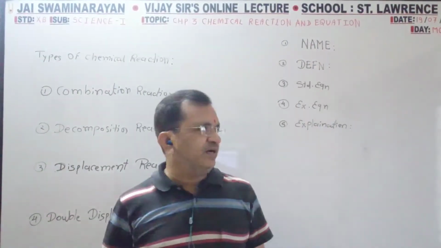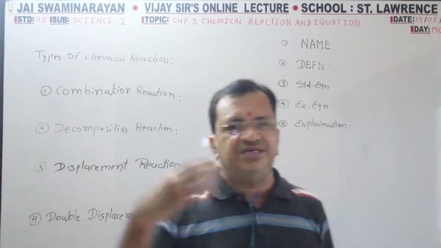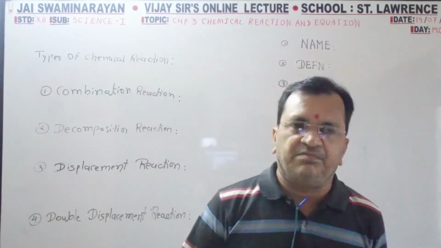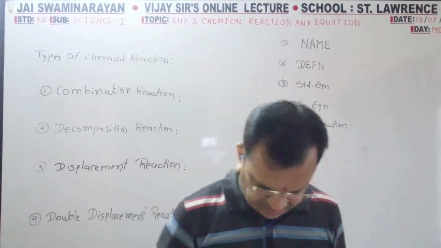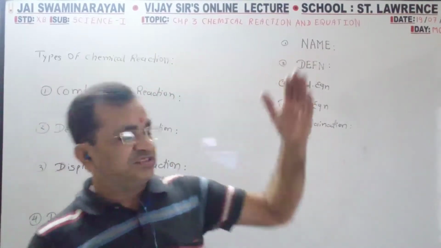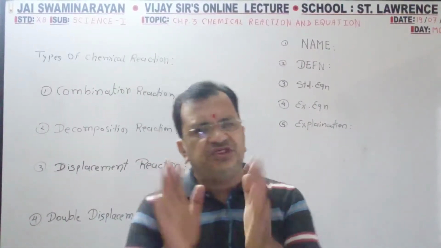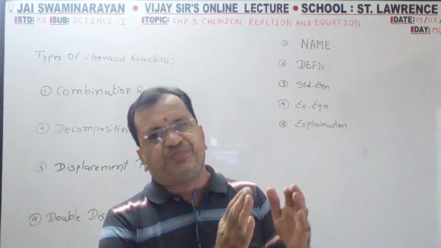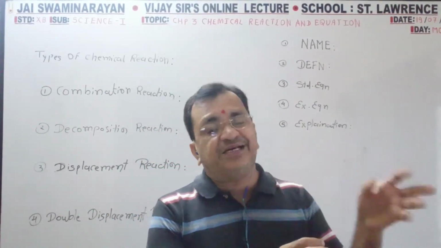Okay, welcome back again. 10th B, Science 1, chapter number 3, Chemical Reactions and Equations. This chapter I have divided into three parts. First part, chemical reaction equation.